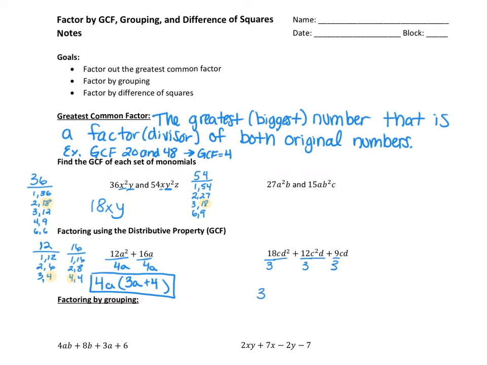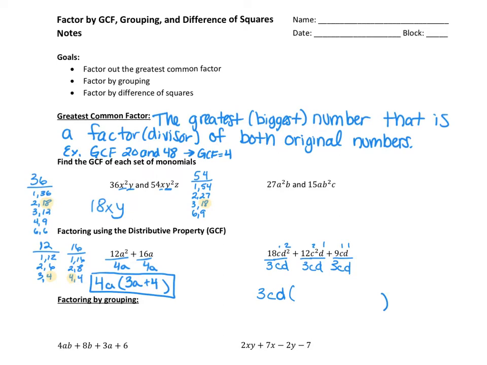Then I'm going to have to look at my variables. So I have 1 C here, 2 C's here, and 1 C here. So I can take 1 C out of each one. Then I have 2 D's here, 1 D here, and 1 D here. So again, the most I can take out is just 1 D. All right, so now that I figured out the GCF, I'm going to divide each term by the GCF, and then I'm going to write the remainder in my parentheses.